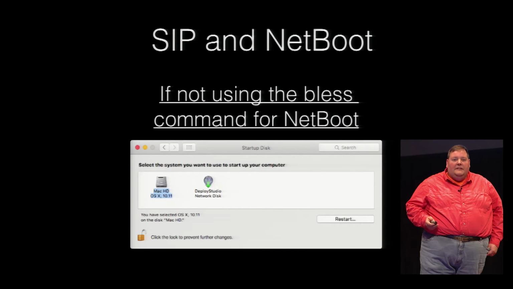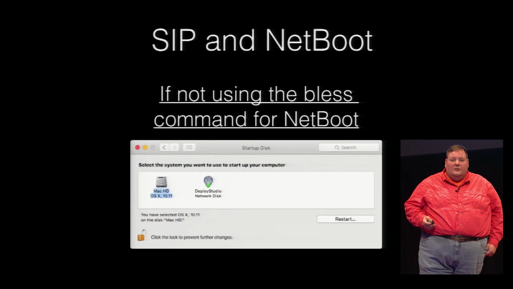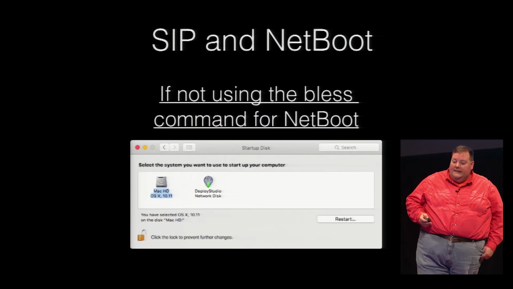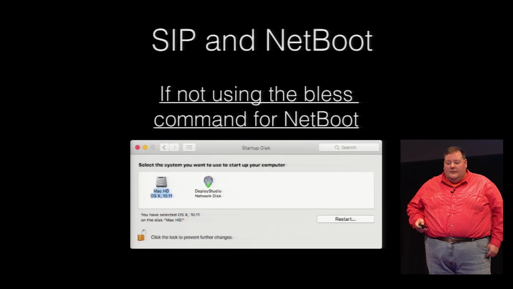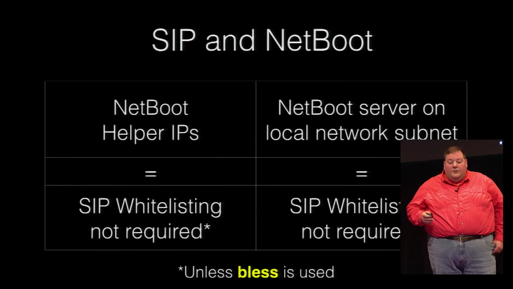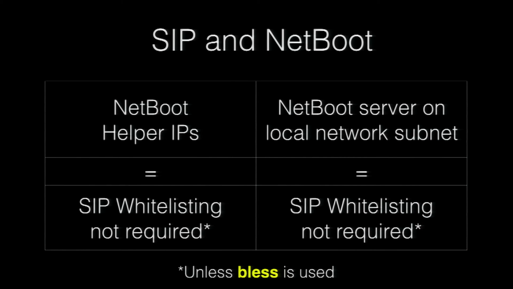So how can you tell if you don't need to use bless? Well, you open Startup Disk in System Preferences, and you see if your NetBoot set appears there. If you can see it, that means you have a NetBoot server on your local subnet, or helper IPs have been set up to allow your Mac to boot to a NetBoot server that's located outside of your local subnet. So if your NetBoot set, or sets, are visible in Startup Disk, SIP won't affect your ability to NetBoot.